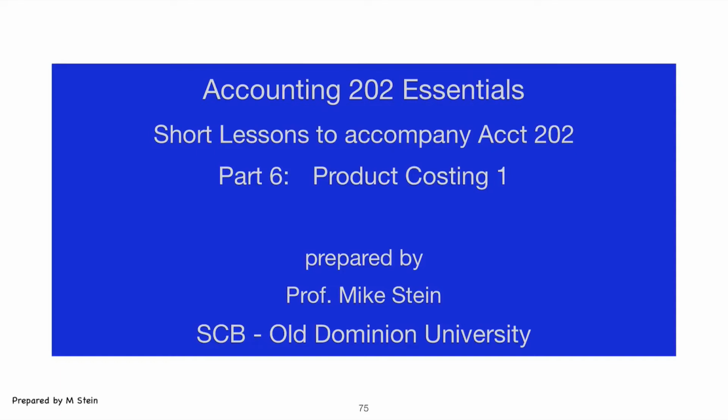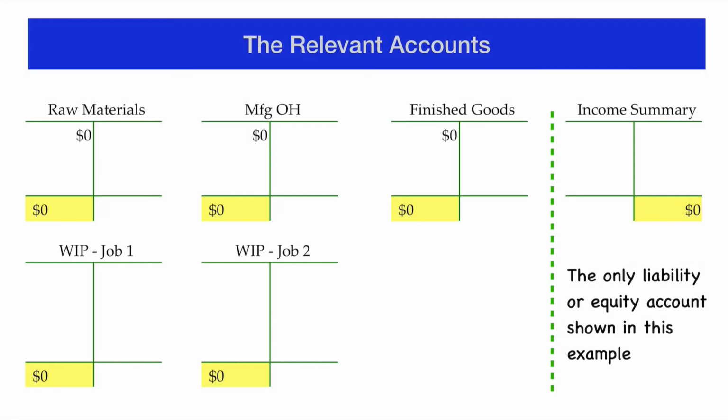In this next set of slides, we're going to do product costing. This is going to take more than one video to work through, so let's get started. I've put out the relevant accounts, and you'll notice that mostly on the asset side, I have various inventory accounts. These are all inventory: raw materials, overhead, finished goods inventory, and then the work in process accounts are reflecting what's called job order costing, in the sense that we keep track of costs for various jobs.